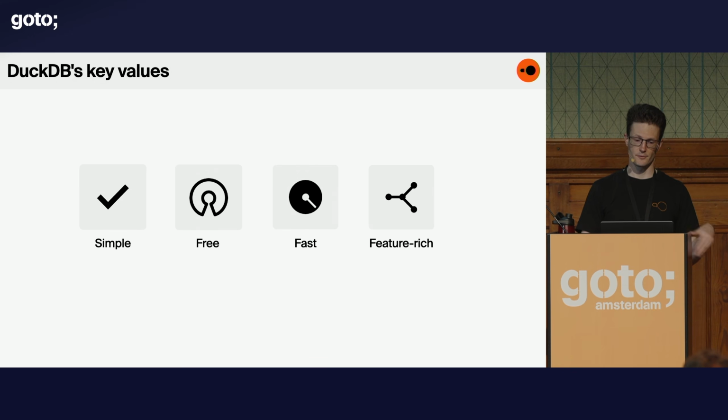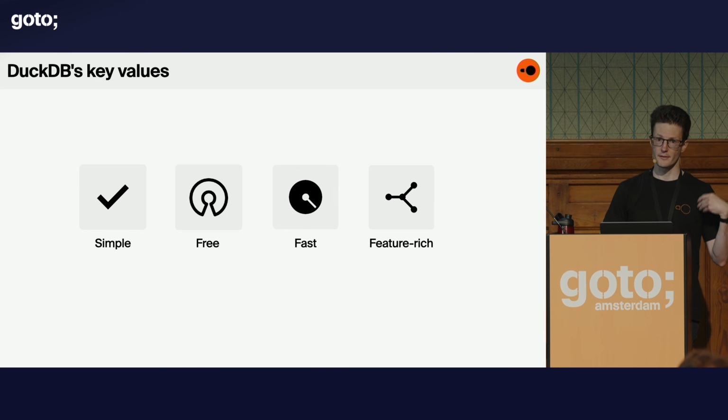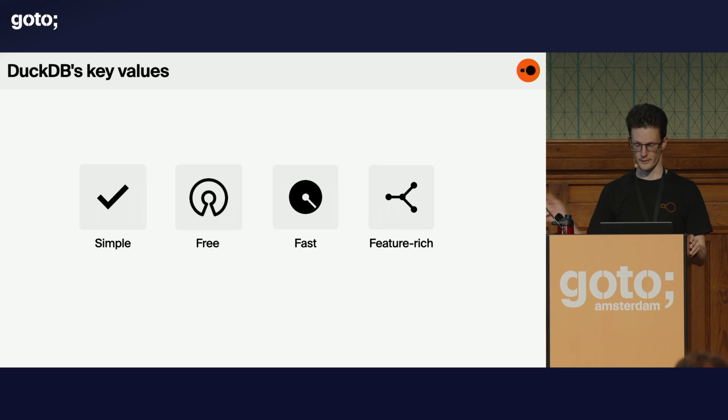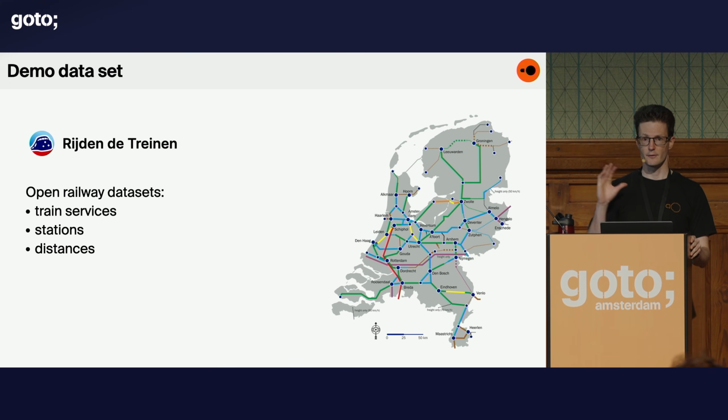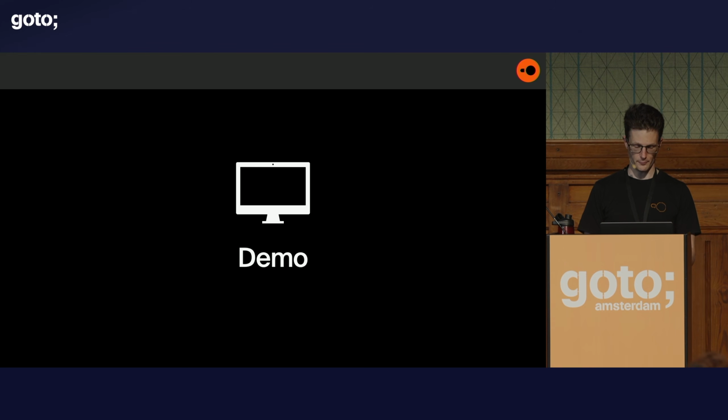DuckDB's key values are that it's simple to use, it's free to use because it's open source, it's fast, and it's feature-rich. And I think it's best to demo this with a data set. So there is this app in the Netherlands which is about train information, and they release a bunch of very high-quality open data sets. These encode train services, stations, and distances. So I made a little demo with this.